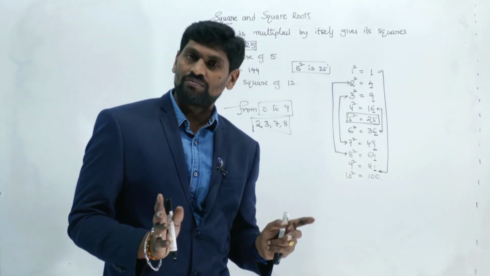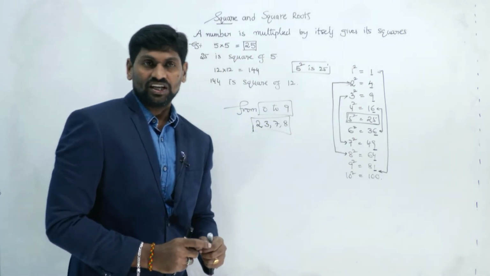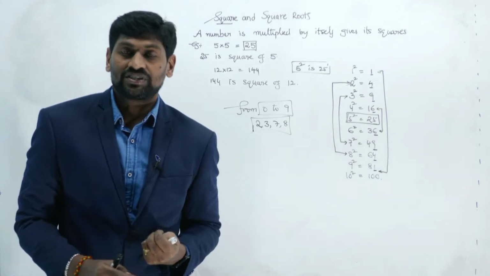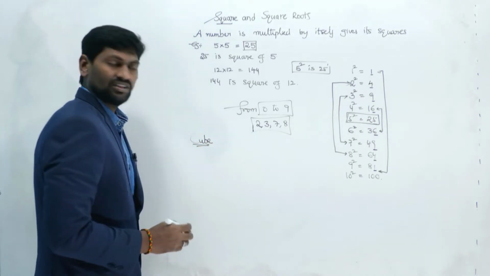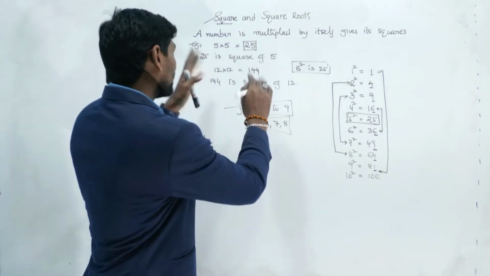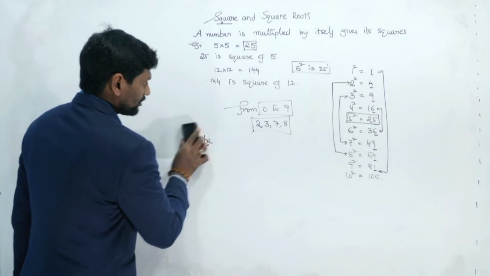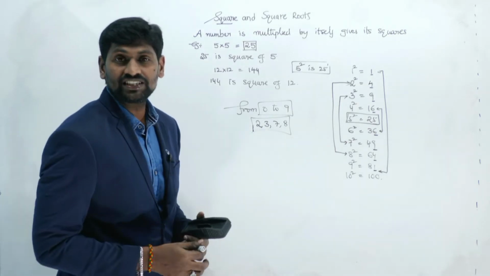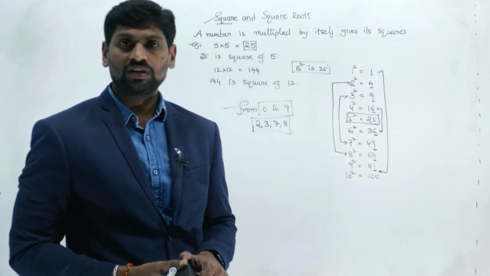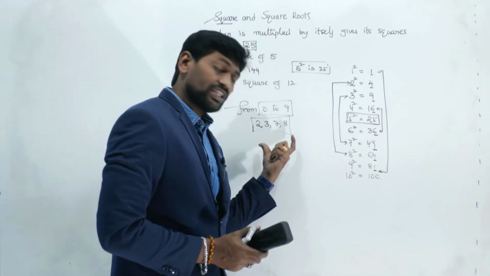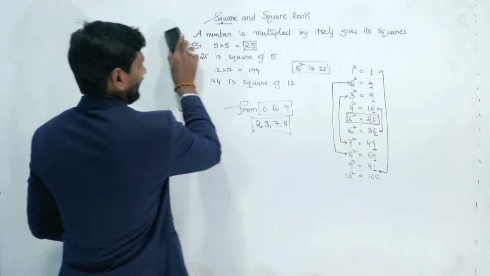So what is a square number? A number multiplied by itself gives its square number. A number multiplied by itself 3 times gives its cube number. We will think about the cube number later. So let us discuss the square and square roots first. A number multiplied by itself gives its square number, and from this we have decided that a square number never ends with the digits 2, 3, 7, 8.